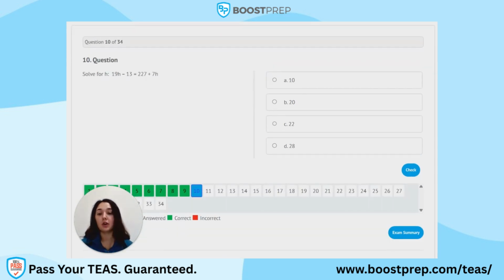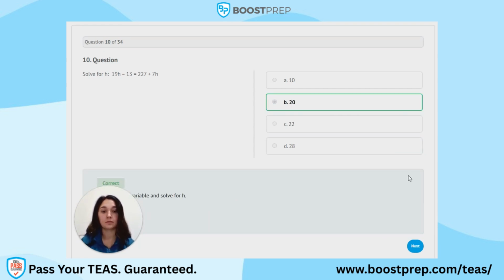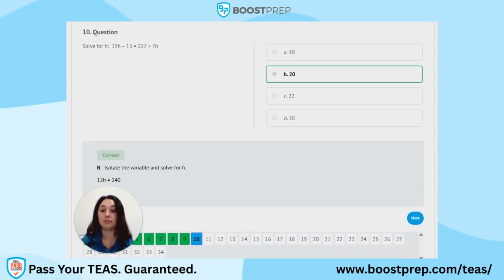Question 10. Solve for h. 19h minus 13 equals 227 plus 7h. A, 10, B, 20, C, 22, D, 28. The correct answer is B, 20.